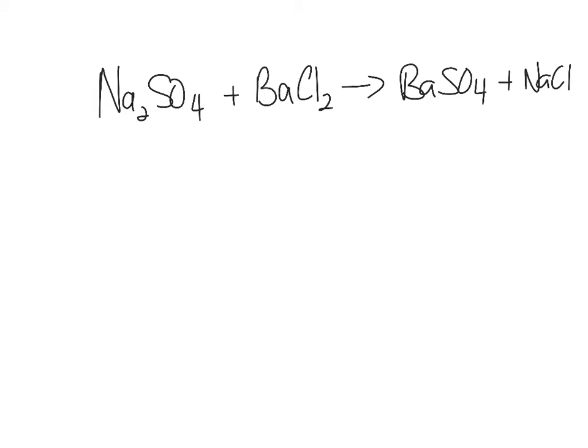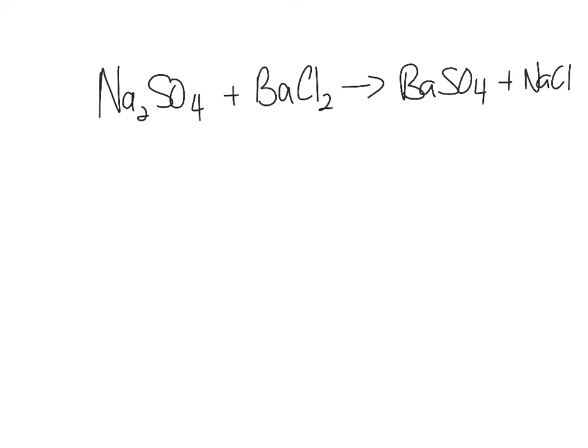When you add a solution, AQ is your subscript, of sodium sulfate to a solution of barium chloride, subscript is AQ. That means I've dissolved some solid sodium sulfate in water to make a solution. I will end up with a precipitate, solid barium sulfate, and a solution of sodium chloride. So NaCl is AQ.